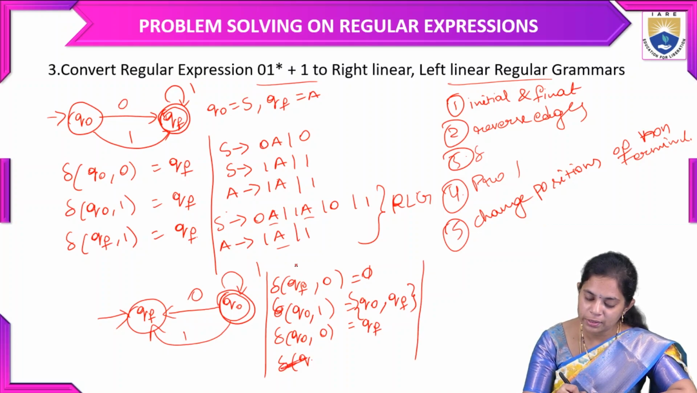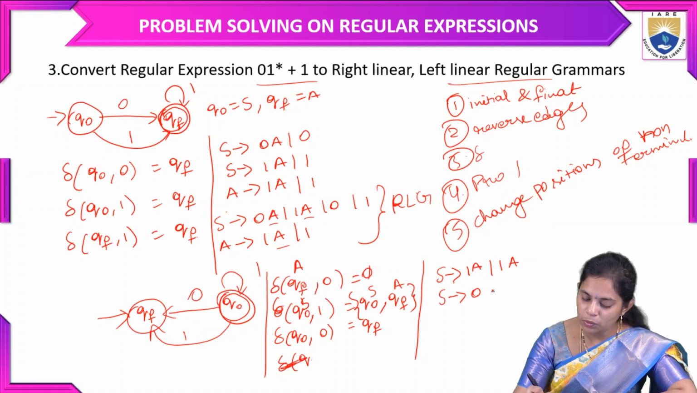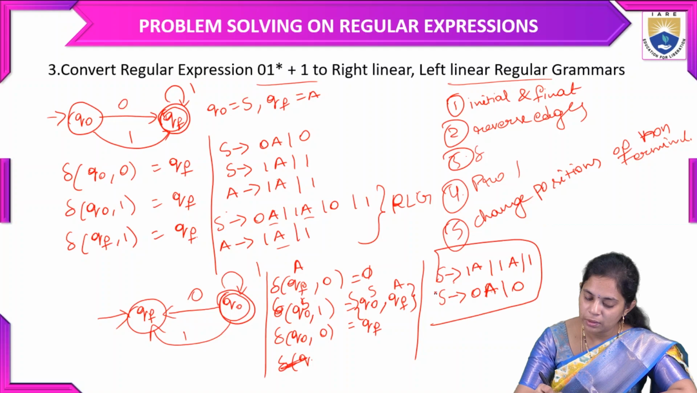Now we'll convert this as A and this one as S. So S tends to 1 A, 1 S, 1 A, and S tends to 0 A. And whenever it is reaching the final state, we need to write the terminal values also. So this is the input.